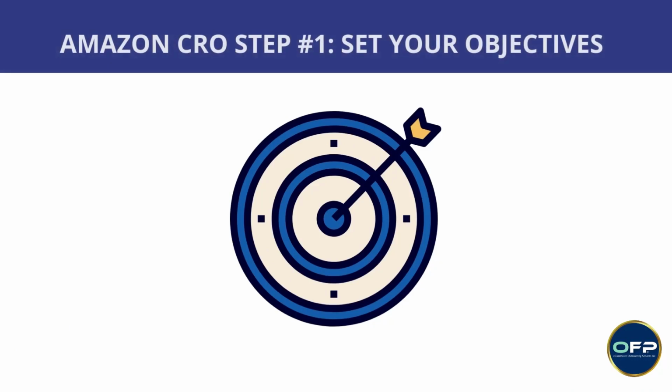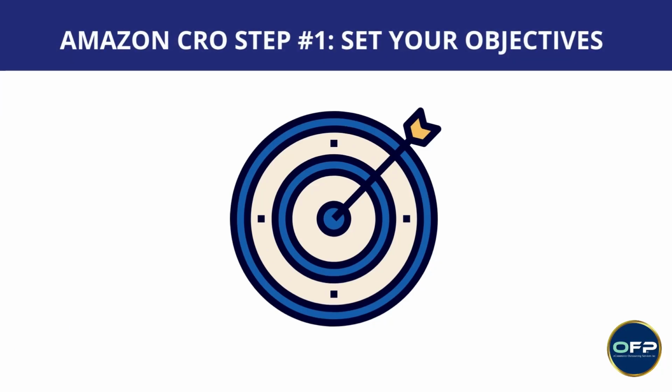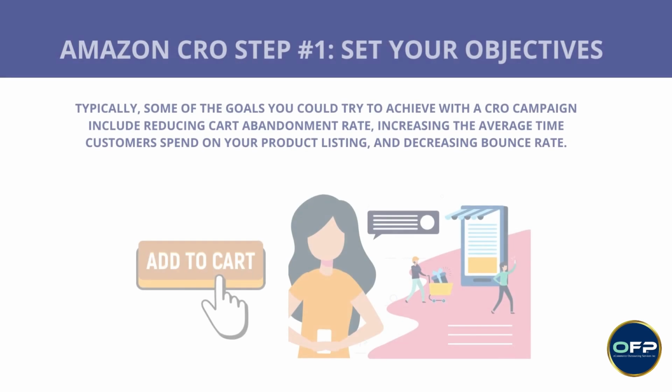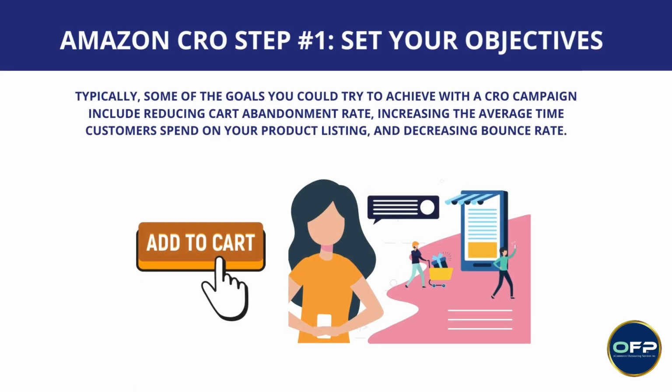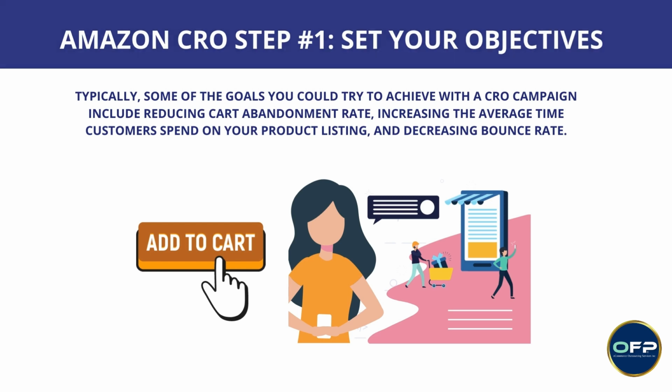Amazon CRO step number 1. Set your objectives. Running a CRO campaign without clear objectives in mind is the easiest way to fail. Without setting aims and goals, it's impossible to come up with an effective CRO campaign. Typically, some of the goals you could try to achieve with a CRO campaign include reducing cart abandonment rate, increasing the average time customers spend on your product listing, and decreasing bounce rate. By setting precise goals, you'll know what you're aiming for and you'll find it easier to run tests.